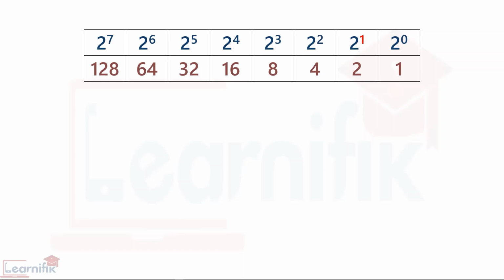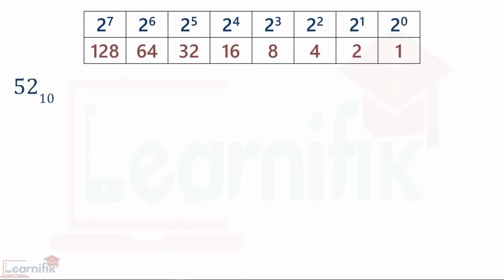With this chart, the first thing to do is look at the number you want to convert. In this case, it is 52. Looking at the chart, you ask yourself which power of 2 is immediately less than or equals to 52. That number is 32. It is not 64 because 64 is greater than 52. So the first thing you do, you write down 32. Then you subtract 32 from 52, which gives 20.